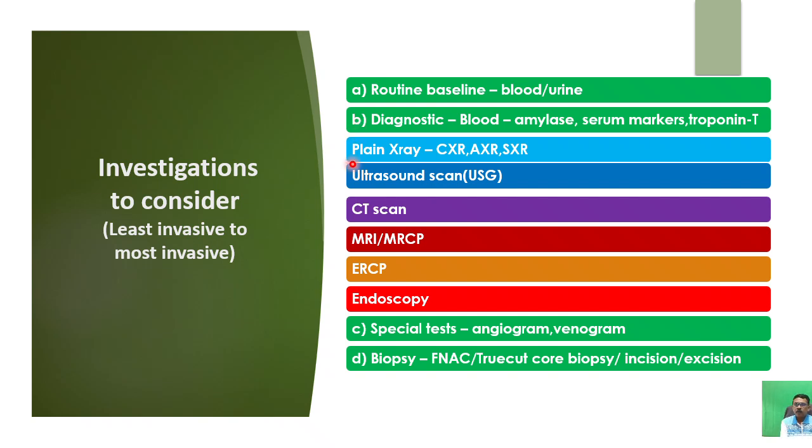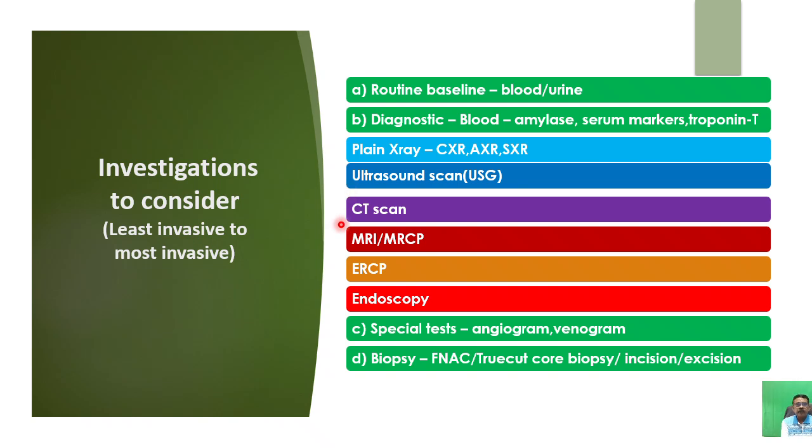Next, you come to plain X-rays: plain X-ray of the chest, abdomen, and sometimes in head injuries, you may want to do a skull X-ray. These are the commonly done plain X-rays in surgery. Ultrasound scan, USG, is also a very important preliminary investigation, especially in abdominal cases. In fact, today, in abdominal cases in surgery, ultrasound has become the first line of preliminary investigation of the patient.